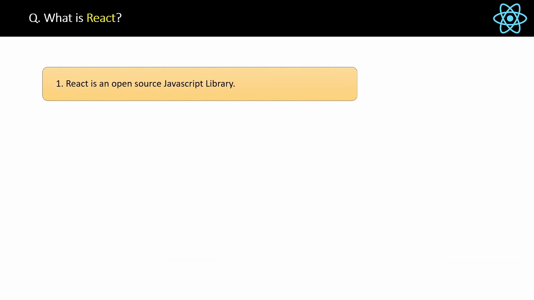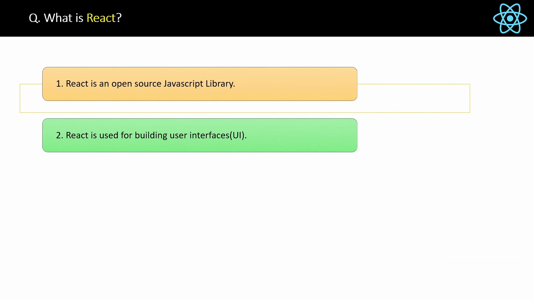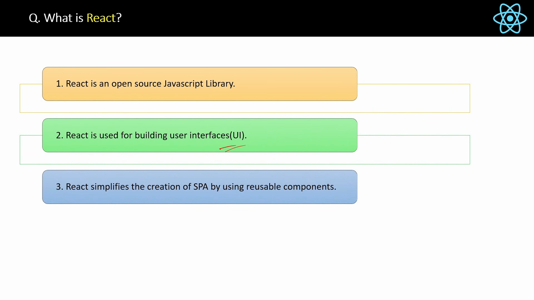React is what? We already know the answer of this question. React is an open source JavaScript library. React is used for what? React is used for building user interfaces. Why we need React although we already have HTML, CSS and JavaScript? This is the most important point. We need React because React simplifies the creation of single page application by using reusable components. That's the answer of this question.